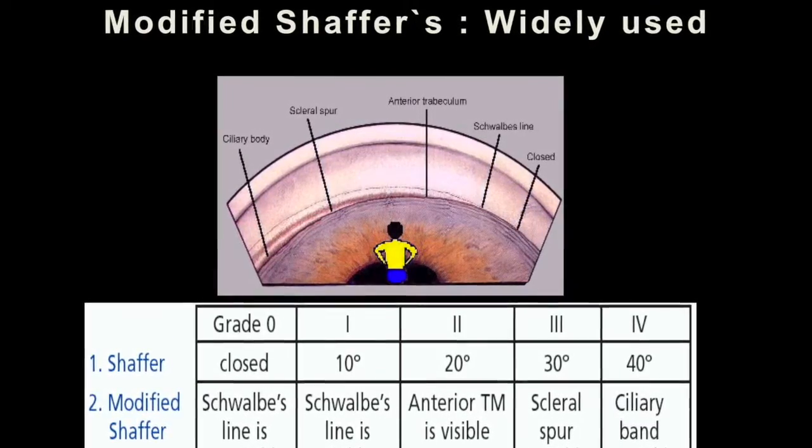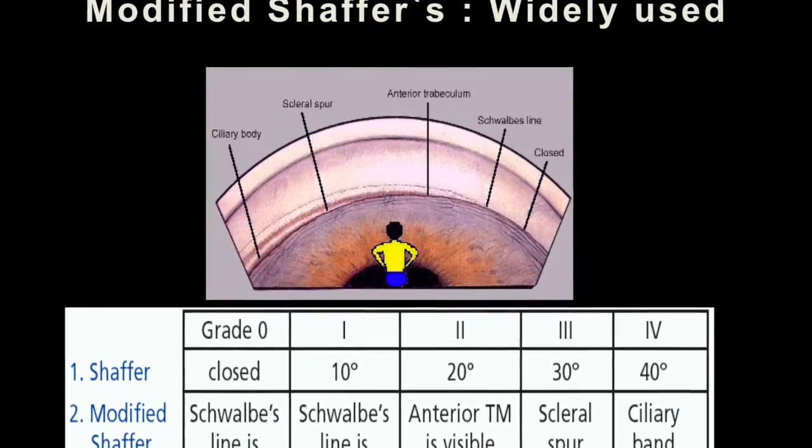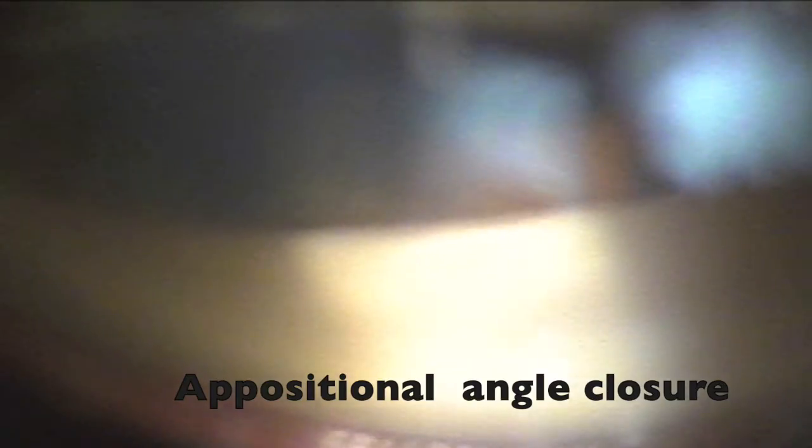The angle is grade 4 open if the ciliary body band is visible, and grade 0 if Schwalbe's line is not seen. Indentation gonioscopy is performed using the Zeiss four-mirror lens. Aqueous is pushed into the periphery. If there is appositional closure, the angle will open with indentation. Hence, it differentiates appositional from synechial angle closure.